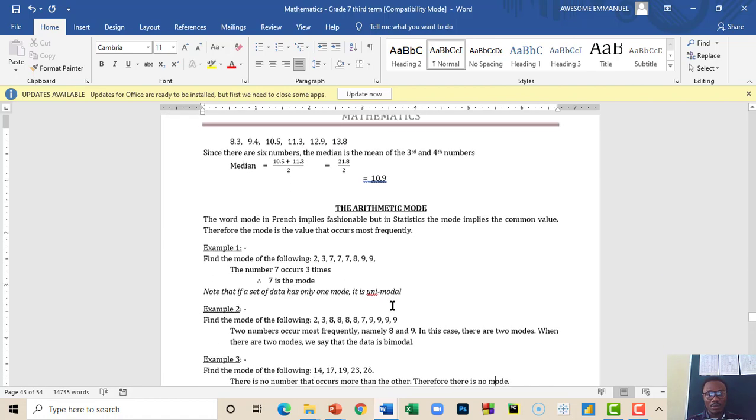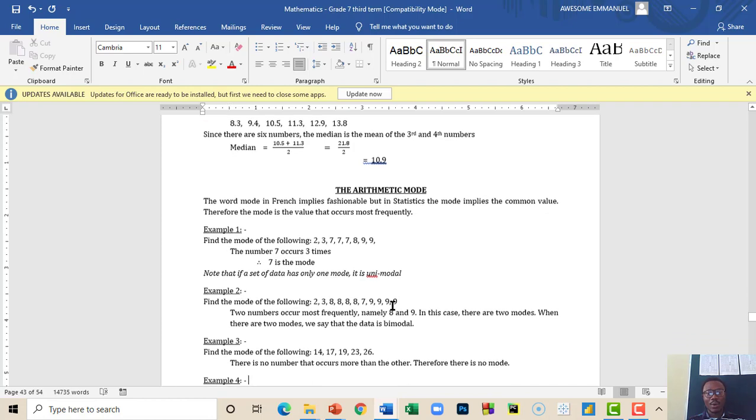Now the next item on the list is the arithmetic mode. Like we have explained in the previous discussion, the mode is the one with the highest frequency.